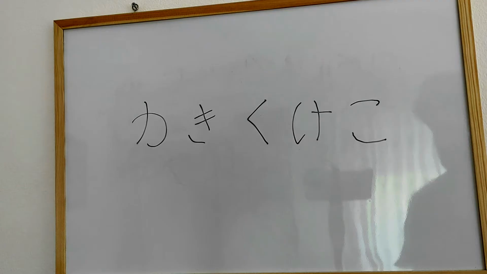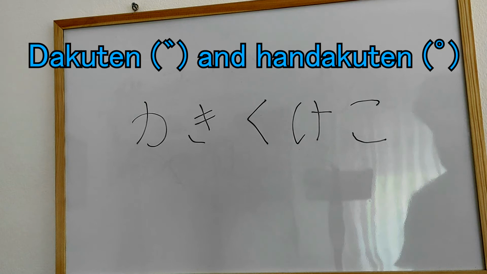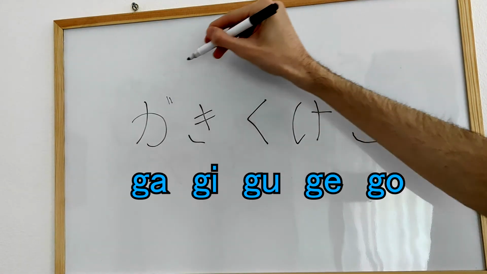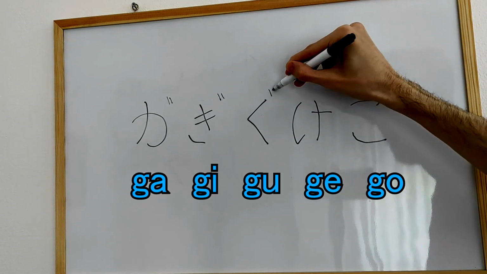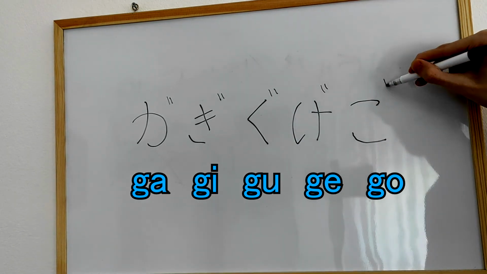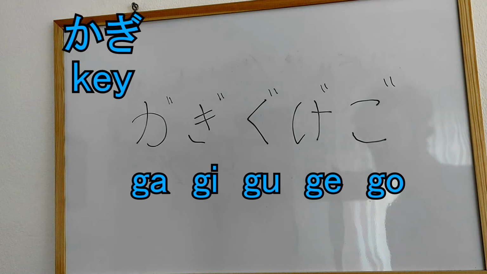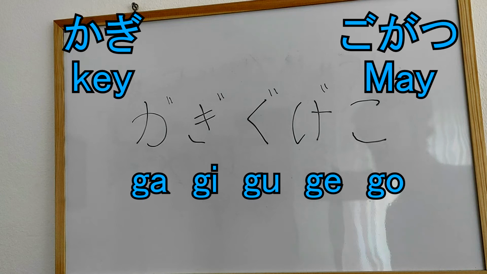But that's not the end. Now you're going to learn how to use dakuten and handakuten in order to create new sounds. Both of these characters are written in the upper right corner of the character. This is the example. I'm going to write dakuten at characters ka, ki, ku, ke, ko, transforming them into ga, gi, gu, ge, and go. Example words are kagi, which means key, and the other one is gogatsu, which means May.